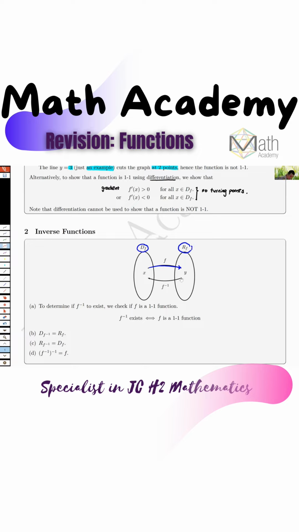Inverse functions go in the opposite direction. So inverse function starts from the right side to the left side, which means the right side set is also the domain of the inverse function. You start from the right, so it's called the domain.